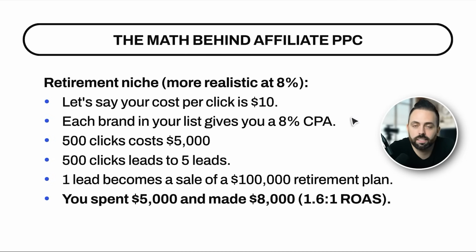Or let's look at a more realistic example. So let's say it's again $10 per click. You have an 8% commission rate. 500 clicks cost you $5,000. We're going to estimate a 1% conversion rate on leads. So 500 clicks, you spent $5,000, you got 5 leads. 1 lead then becomes a sale of a $100,000 retirement plan. You spent $5,000, you made $8,000. That's probably more accurate. A 2-to-1 return is really good for affiliate marketing.